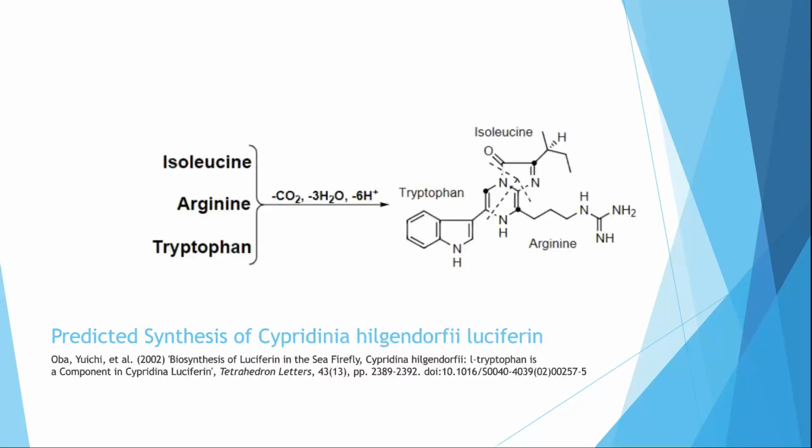This is the predicted synthesis of a different luciferin molecule present in the sea firefly, which is a crustacean. The structure was obtained from mass spectrometry, and I included it because it shows a technique to predicting biosynthesis. There's a technique where when you look at the structure, if you see certain amino acid moieties, that's a good starting point to synthesis of the molecule. And in this one, you can clearly see aspects of isoleucine, arginine, and tryptophan to create the luciferin molecule.